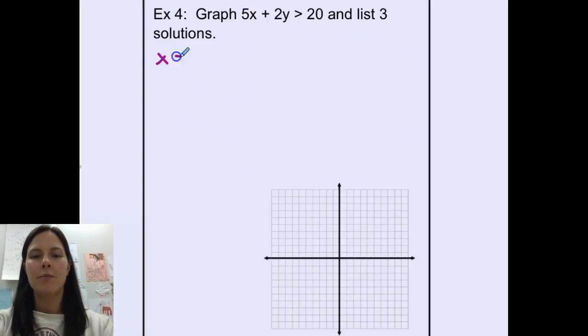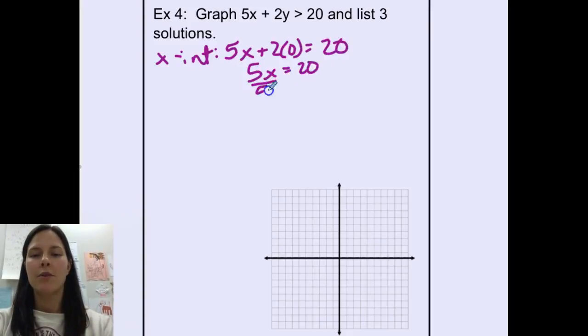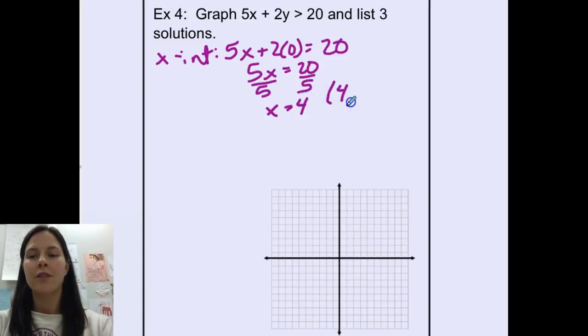One last example. Solving for the x-intercept, I replace my y with 0. We can change this into an equation while we're solving for the intercepts. 5x equals 20. Dividing both sides by 5, I'll get an x-intercept of 4. Writing 4 for x because I substituted 0 for y.